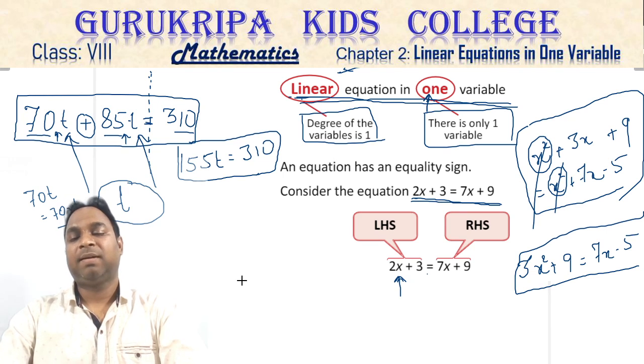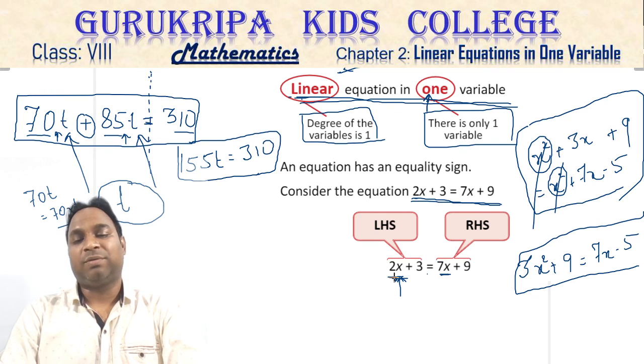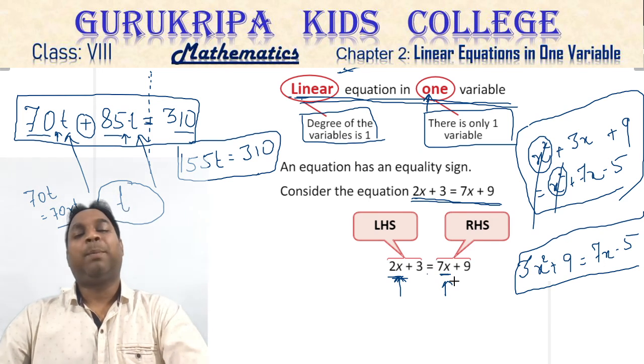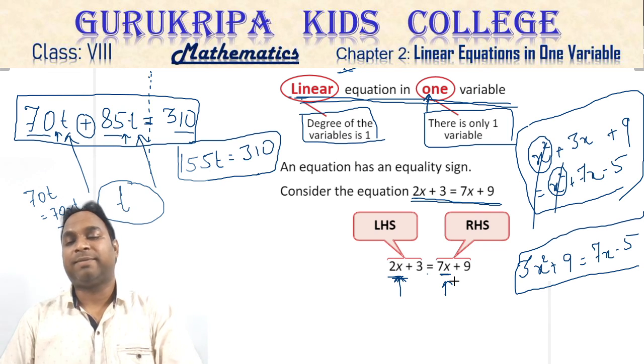Okay. The same variable can occur any number of times. See, the same variable is coming at two places now. X is coming here also and here also. The same variable can come more than once, but there cannot be more than one variable. The variable has to be only and only one.